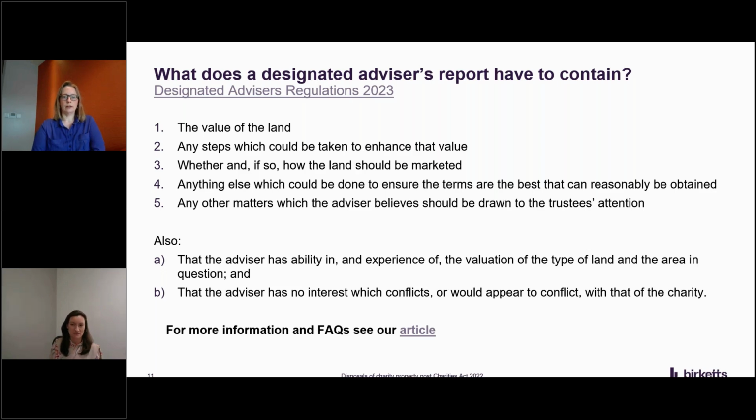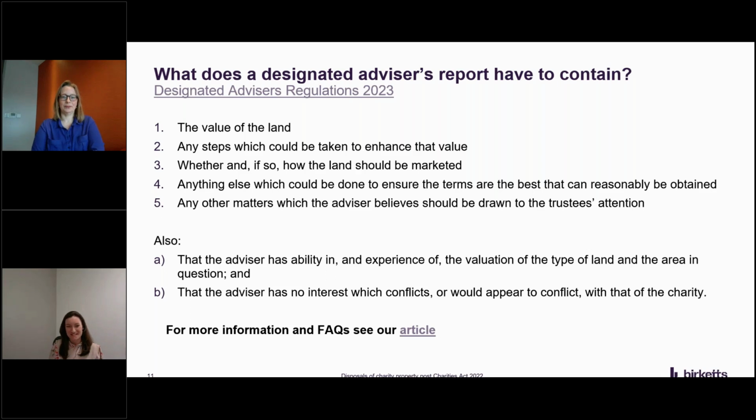So if they say, actually, this is a great deal, you're not going to get a better one anywhere else, they'll give you proper advice. Again, it comes back to if you've chosen an advisor who is appropriately experienced, an experienced strategic land agent, for example, they will be able to give you advice about when and where the property should be marketed and on what terms. And they'll comment, as it says here, on anything else which could be done to ensure that the best terms are reasonably being obtained, and any other matters that they think should be drawn to the trustees' attention. So if you are instructing one of these reports, it's really important to make sure that you get advice on all of those points, get what you're paying for.